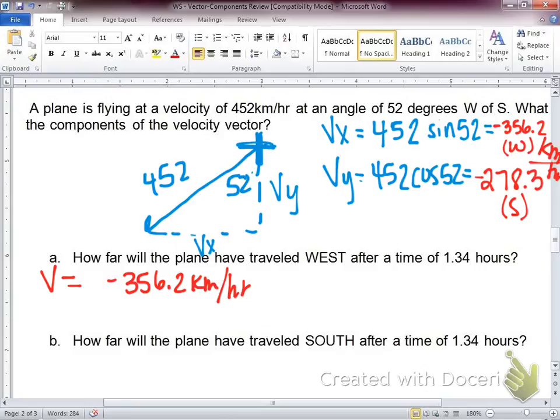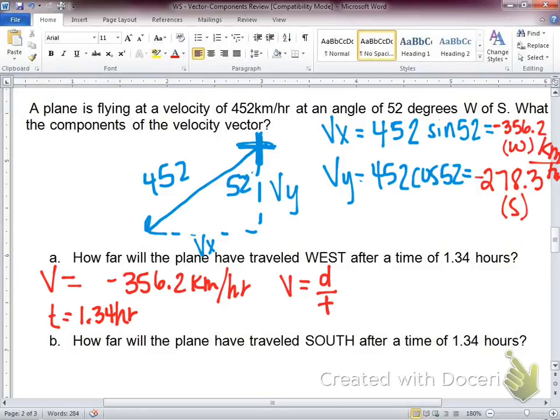Okay? Here we're given a time of 1.34 hours. Okay? So if we want to find the total distance it's traveled, we're going to take our very, very first velocity equation, v equals d over t. Velocity equals distance over time. And we're going to be able to solve for the distance that's been traveled. Okay? This equation right here only works if something's moving at a constant velocity. It doesn't work if something's speeding up or slowing down. It doesn't work if it's accelerating. It only works if it's moving at constant velocity.